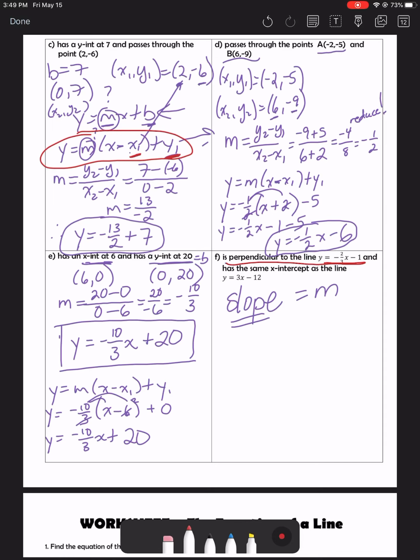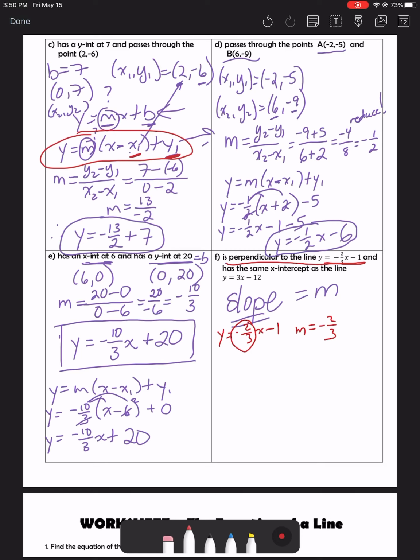Perpendicular. We did perpendicular a little bit ago. What do we know about perpendicular lines? Well, in the line y equals -2/3 x minus 1, the slope equals -2/3. This part here is the slope. We want a slope that's perpendicular to that. How do we find the slope that's perpendicular? Go look in your notes. Perpendicular slopes, what are they? Go look right now. Go look if you don't know already. Stop the video. Go look.